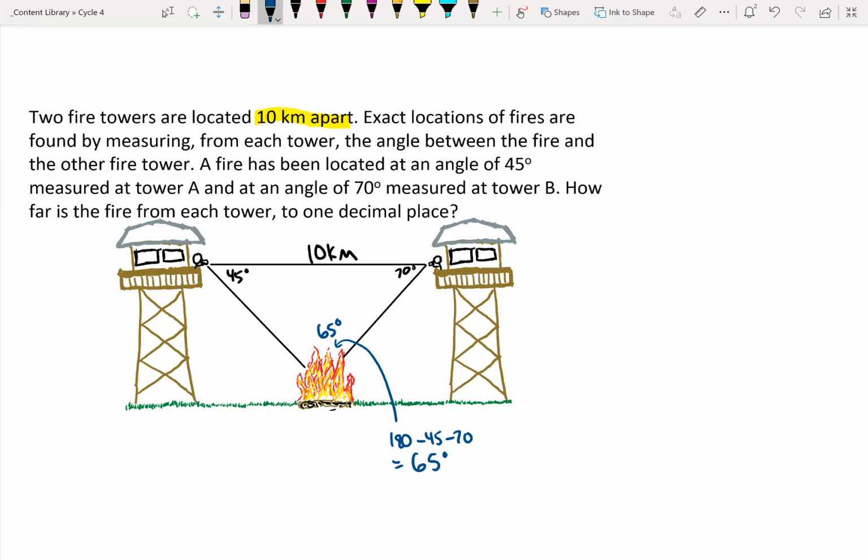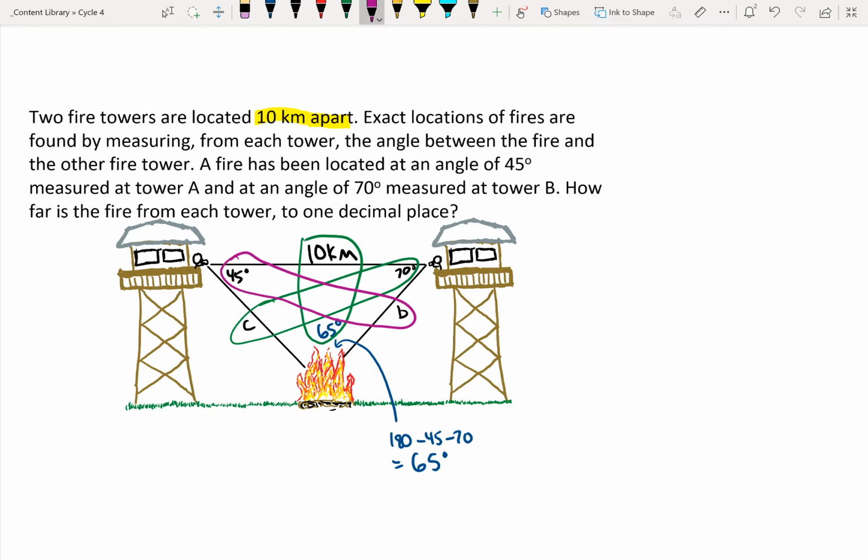What we can do now is use, in this case, the sine ratio, or sine law again, to find our two unknown sides. So we'll label again as B and C. So we have our full pair here. We have half a pair here. We have another half pair.